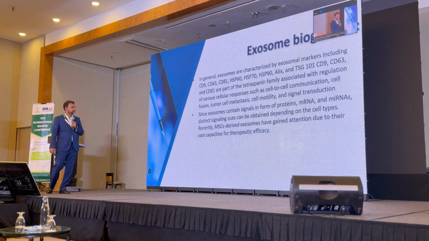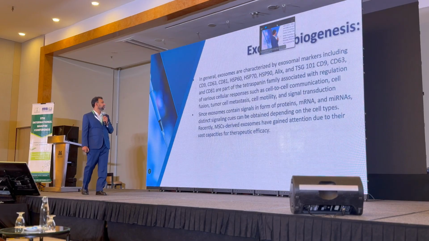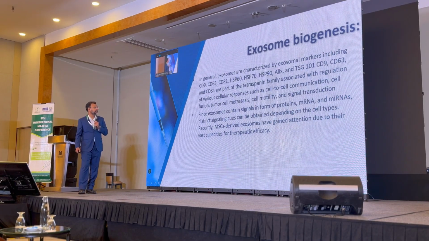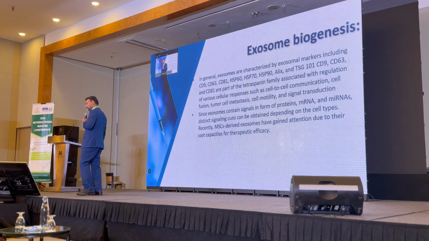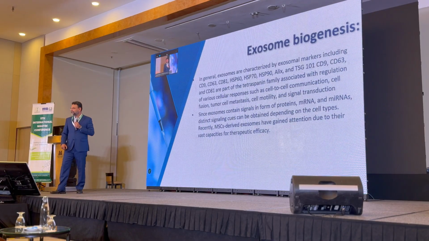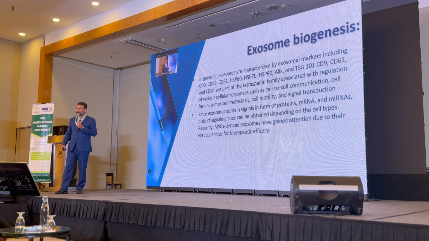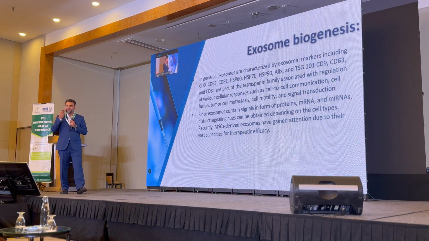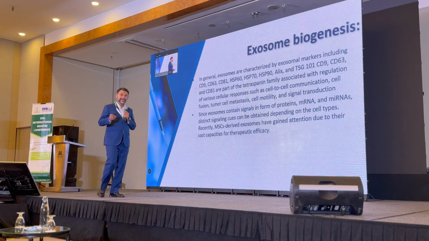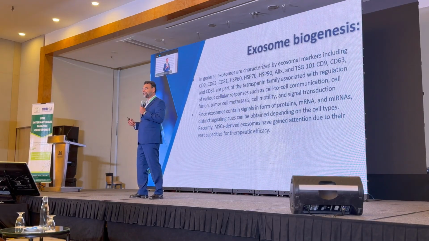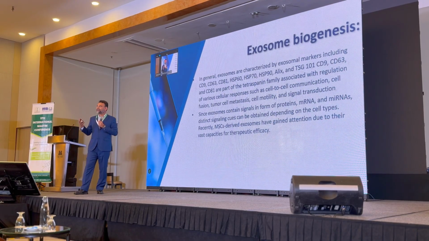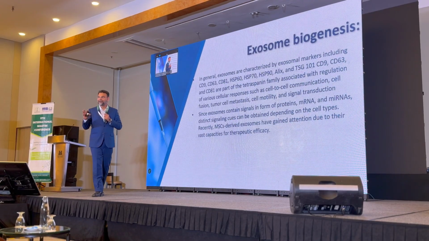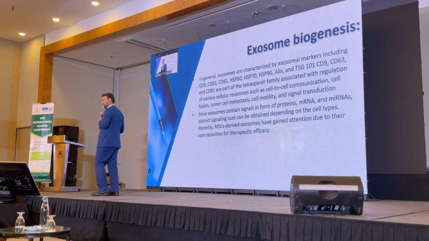So you see, exosomes have different markers, CD63, CD90, CD9, CD81, all these markers. And these different markers have different pathways, and these pathways help your body heal, or they help your body inflame. So there are two types of exosomes now, inflammatory exosomes and anti-inflammatory exosomes. We want exosomes that are anti-inflammatory, right? We don't want exosomes that are inflammatory.